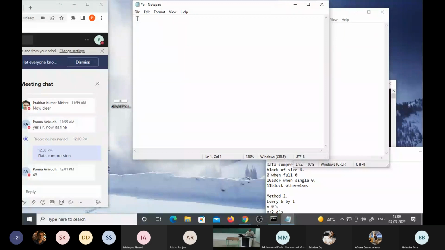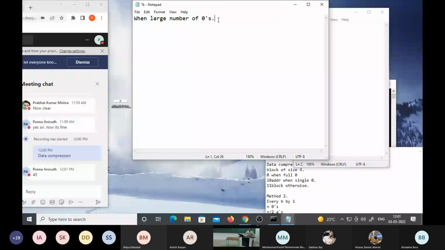This technique will be used in graphical files, in the pictures. A large amount of the data in those pictures is zero, and a large number of zeros are there. Is it correct? Then we shall see the data compression technique. Let us see what this method is.